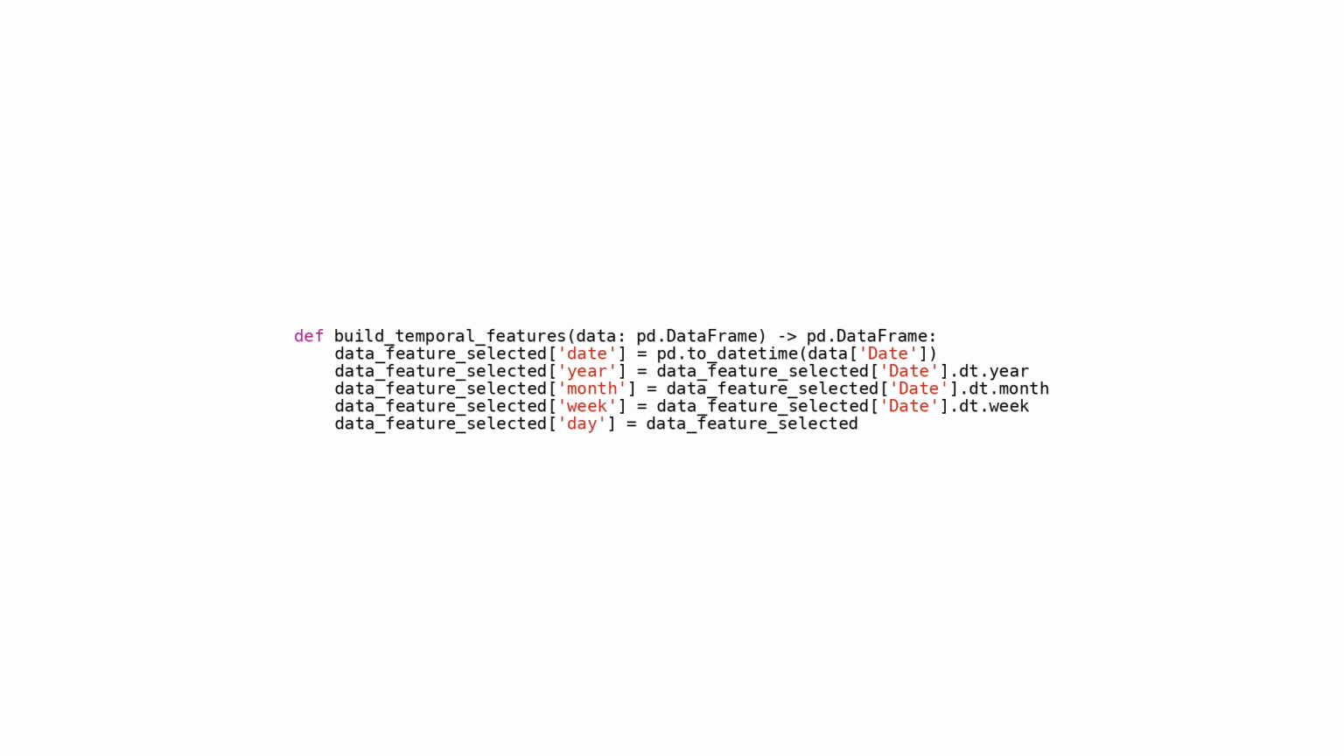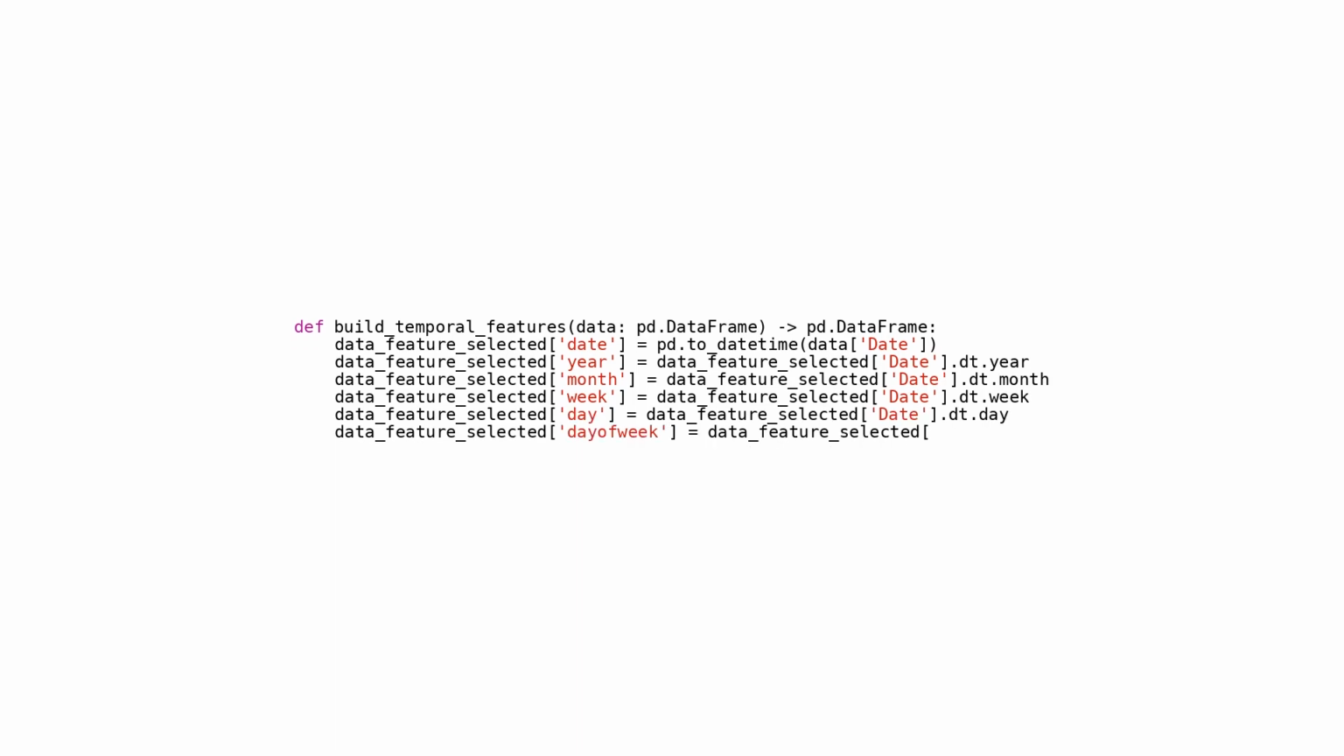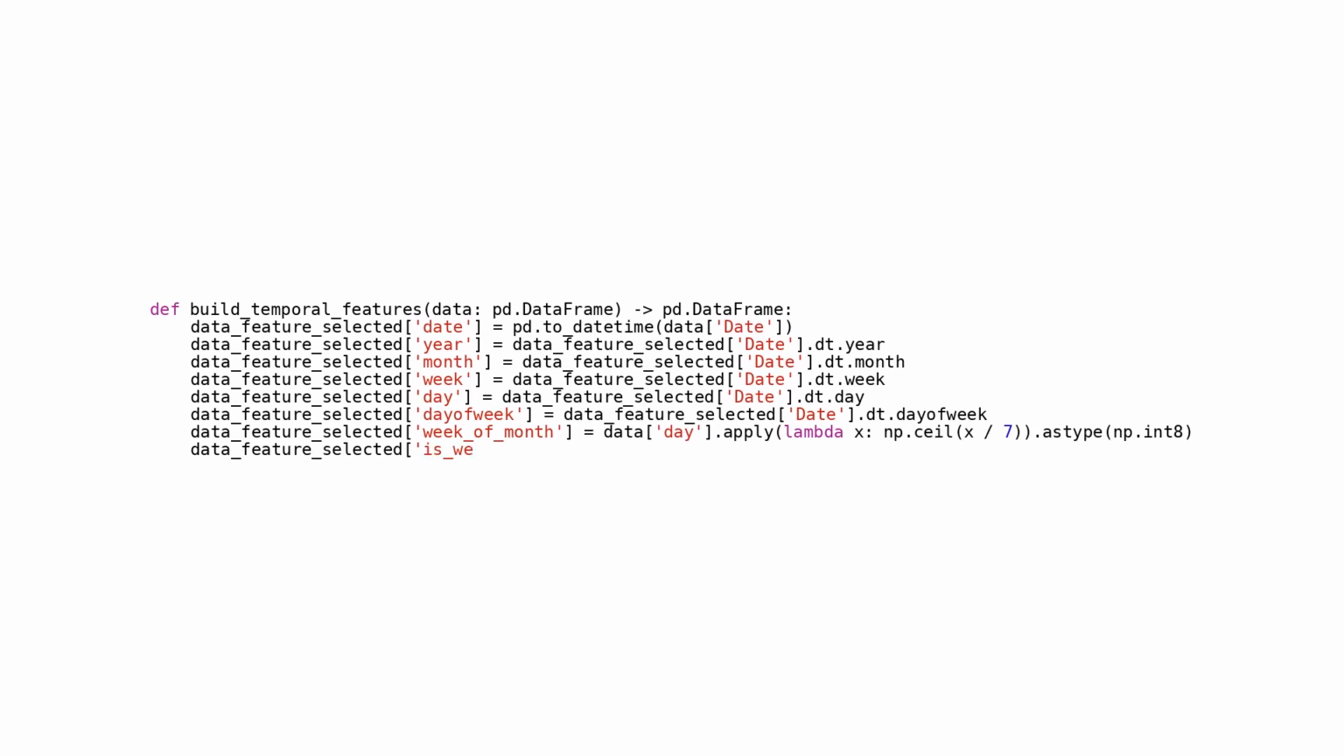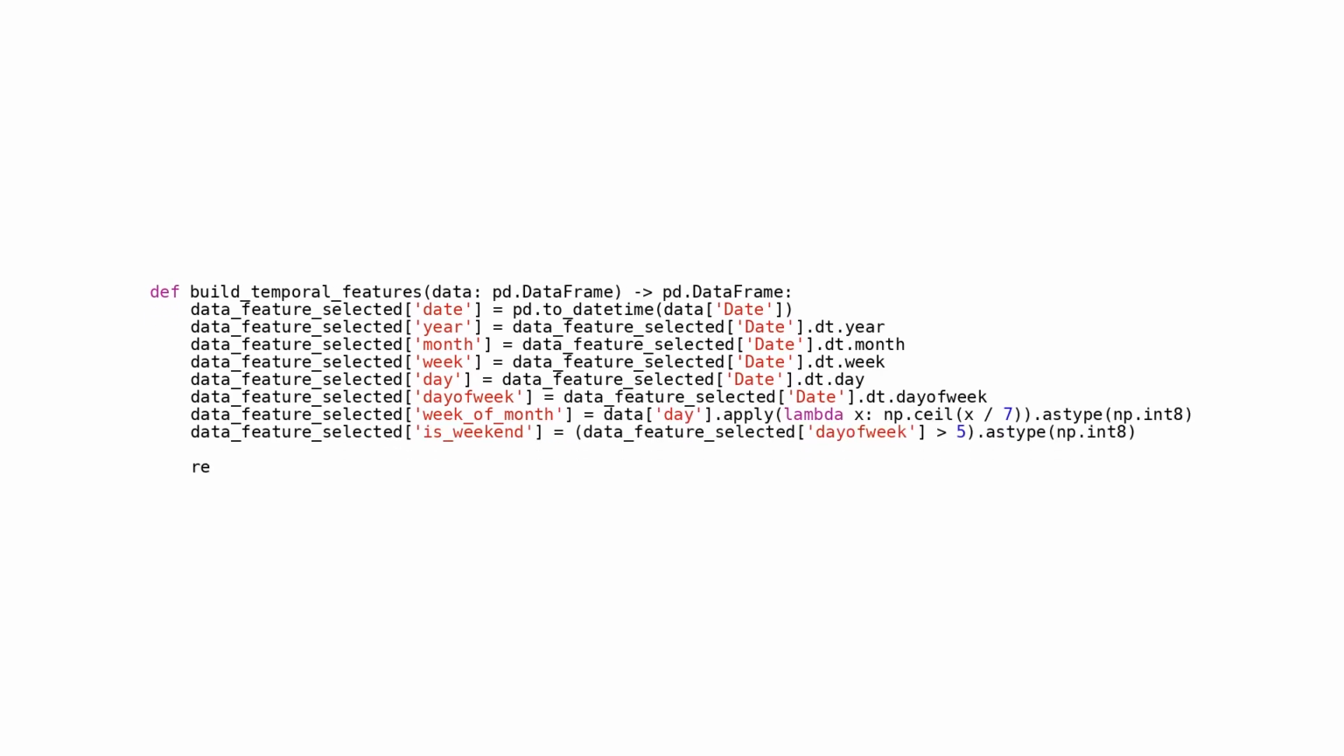It first converts the date column to a pandas datetime object and then creates new columns for the year, month, week number, day of the month, and day of the week. It also calculates the week of the month for each date and identifies weekend dates with a binary indicator. The result is a data frame with these new temporal features.